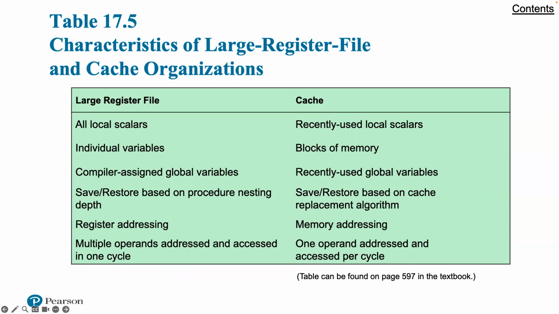Table 17.5 compares characteristics of the two approaches. The window-based register file holds all the scalar variables, except in the rare case of a window overflow of the most recent n-1 procedure activations. The cache holds a selection of recently used scalar variables. The register file should save time because all local scalar variables are retained.